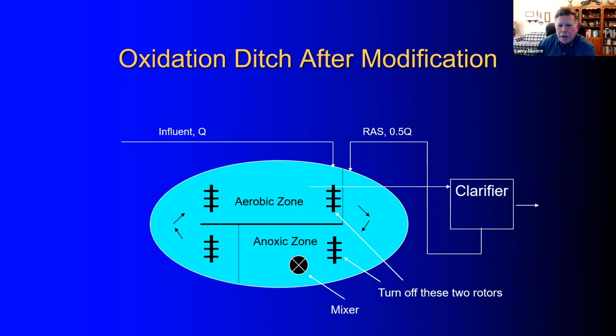Okay, another approach is if we've got a ditch that's fully aerobic, well, this goes back. This shows you what we're talking about here. Again, what we'll do is turn off these 2 aerators shown here, and we may or may not include a mixer. We don't have to include mixing in that anoxic zone. But again, by turning those 2 rotors off here and here, hopefully we can create anoxic conditions in this portion of the ditch. And the size of that anoxic zone is going to fluctuate depending upon the way we're operating the plant and depending upon our organic and TKN loading coming into the treatment plant.